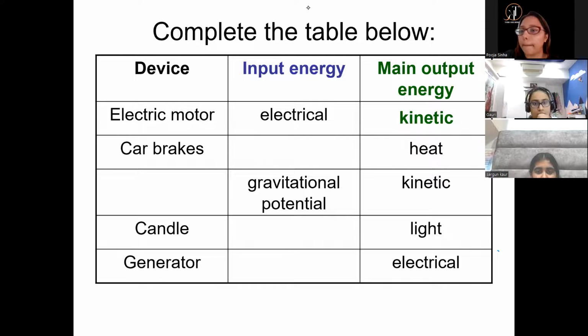Okay, next, Gauri. Car brakes, and it says the main output energy is heat. What should the input be? It is a car brake. Think, it's okay if it is wrong. Maybe kinetic, because you're pressing the pedal and the brakes. Okay, next.